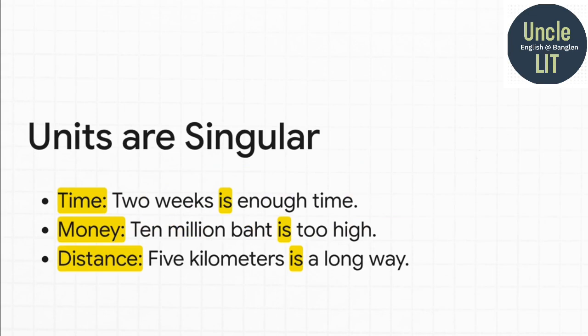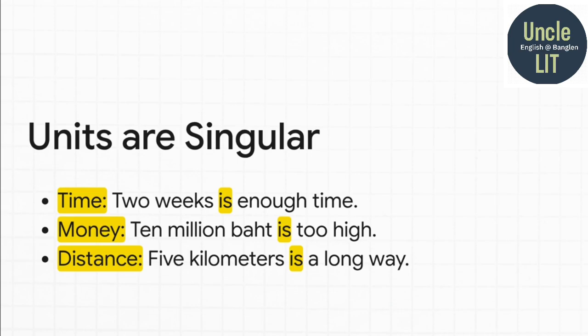This one rule trips up so many people. When you talk about measurements like time, money, or distance, you almost always treat them as a single amount, even if the number is big. Think about it. 2 weeks isn't being treated as 14 separate days here. It's being treated as a single block of time, a unit. So the verb is singular.